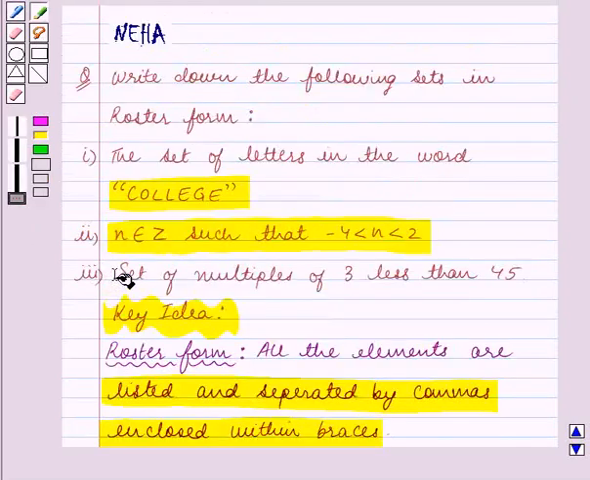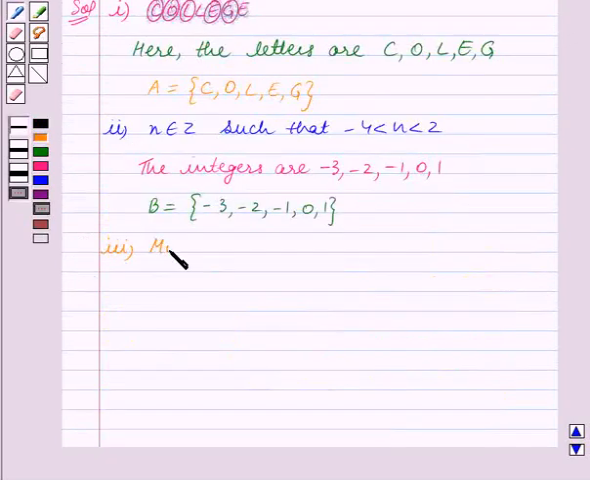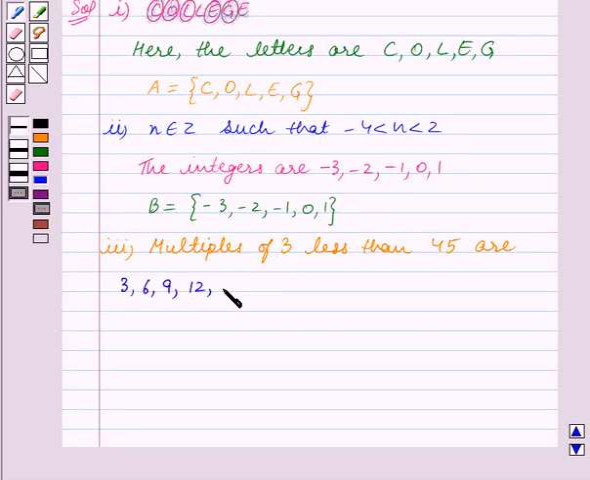In part 3 we have set of multiples of 3 less than 45. Now the multiples of 3 less than 45 are 3, 6, 9, 12, 15, 18, 21, 24, 27, 30, 33, 36, 39, and 42. So these are the elements of the set.